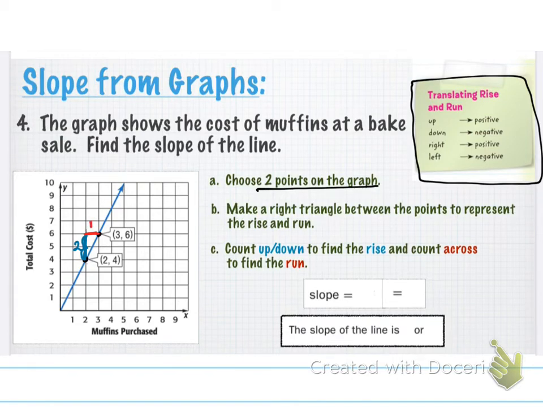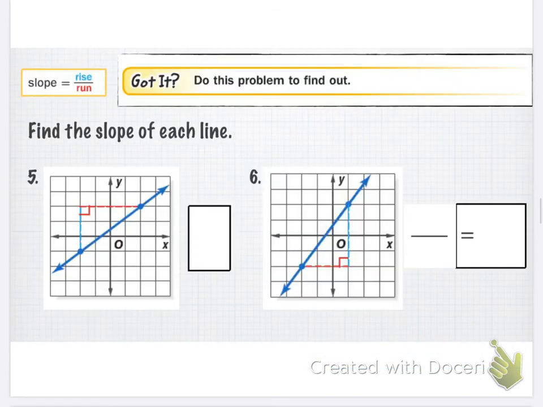And so for the slope, remember slope is rise over run. So we can say that the slope of this line is going to be 2 over 1, because that's what we got when we made our right triangle. Our answer, the slope of the line, is 2 over 1, or 2. If we divide 2 by 1, we get 2. Okay, so let's go ahead and get some more practice.